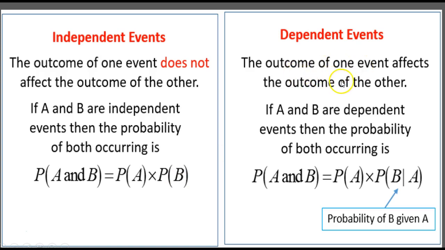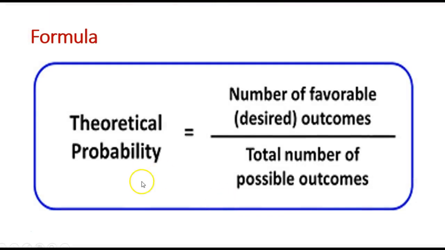But in a dependent event, the outcome of one of the events affects the outcome of the other event. So in that case, the probability of A and B is going to be the probability of A, which of course is not affected, times the probability of B given A, because it is the second one that is affected by whatever happens to A. Just a review, remember that theoretical probability is the number of favorable outcomes over the total number of possible outcomes. So we need to keep that in mind.